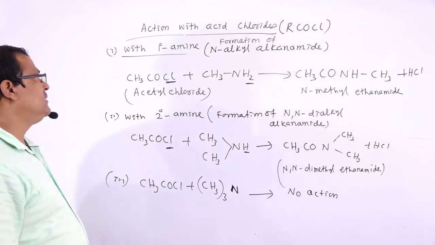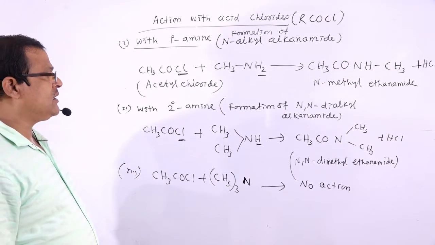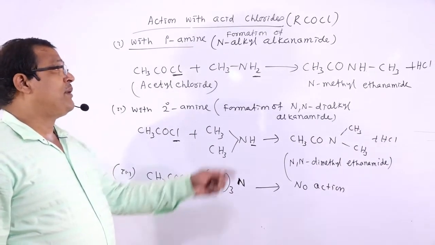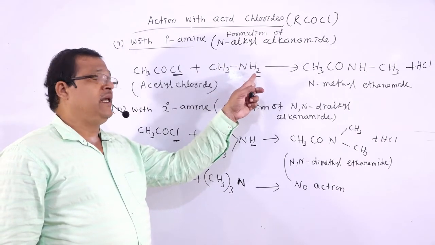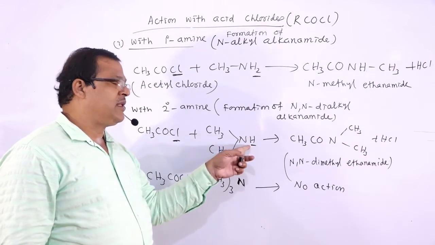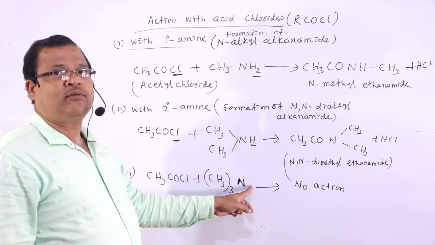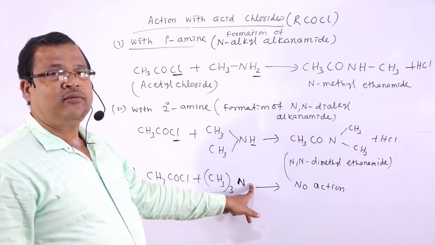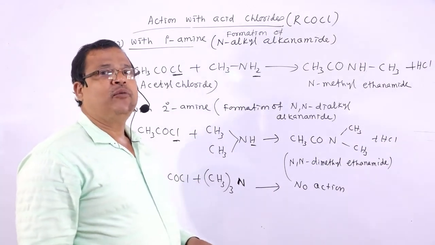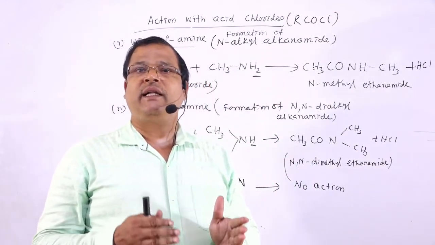Mark the difference between primary, secondary and tertiary amines towards their action with acid chloride. Primary amines contain hydrogen on the NH group, so they will react with the acid chloride. Secondary amines also contain a hydrogen atom, so they will react with the acid chloride. In tertiary amines there is no hydrogen atom attached directly to the nitrogen atom, so they will not react with the acid chloride. So we can distinguish between primary, secondary and tertiary amines with the help of acid chloride.